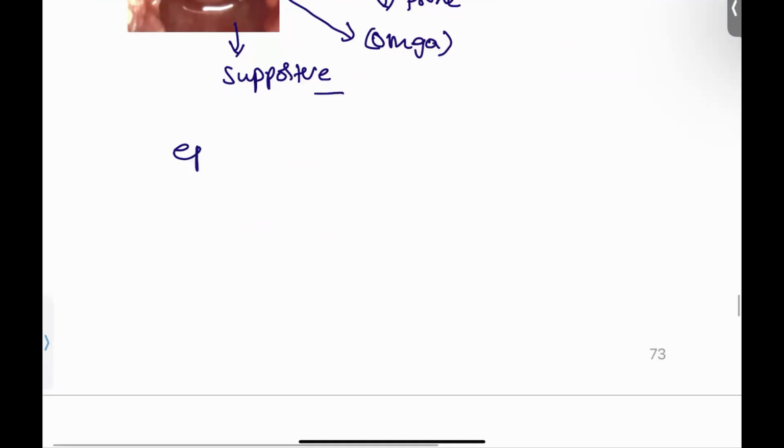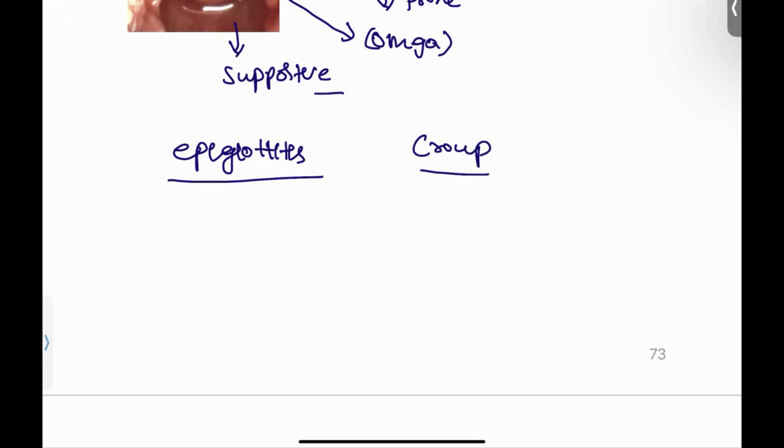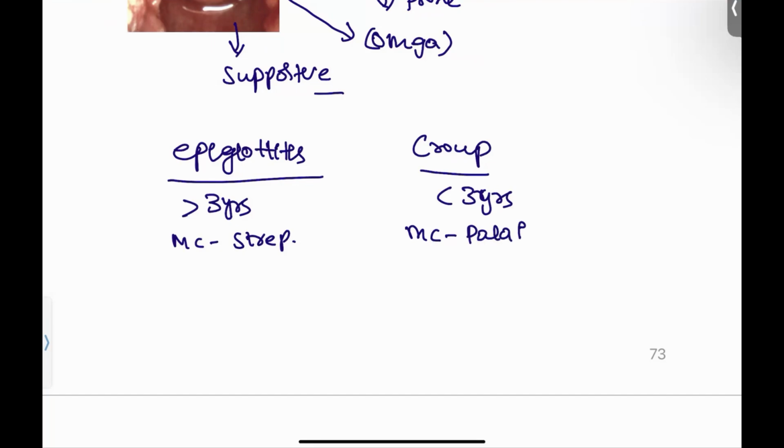Next, epiglottitis and croup. Okay, let's see the difference between epiglottitis and croup. So epiglottitis is seen in children more than 3 years, and croup is seen in children less than 3 years. And the most common organism is Streptococcus pneumoniae. Here the most common cause is parainfluenza. Okay, both are stridor only, but more toxic is the epiglottitis. So that's why we need to immediately do intubation and airway securing for the patient.